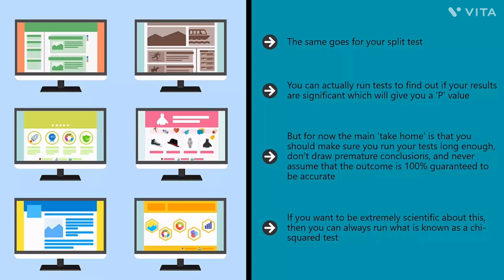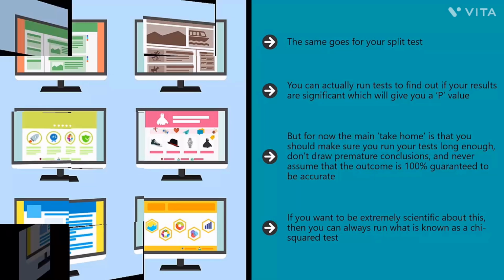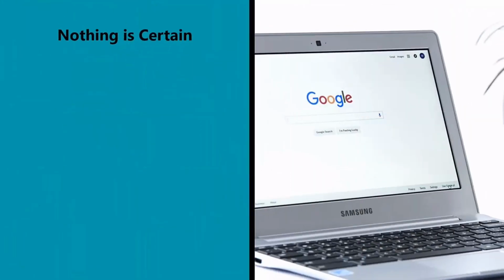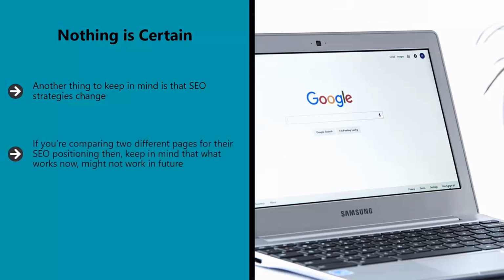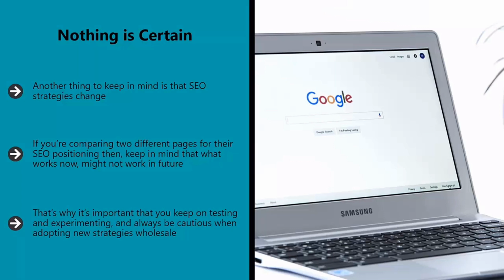You can use the number of impressions on each page in order to do this, or the page ranking over a given amount of time. Nothing is certain. Another thing to keep in mind is that SEO strategies change. What was a great SEO strategy once can change on a dime once Google decides to change its mind. If you're comparing two different pages for their SEO positioning then, keep in mind that what works now might not work in the future.